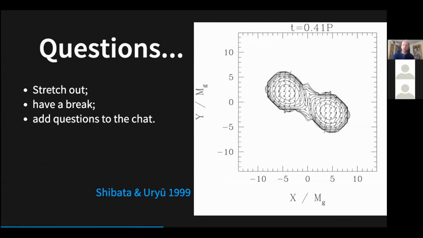So while you take a look at how far we've come in 20 years from this first simulation by Shibata and Uryu of a binary neutron star merger in relativity, have a stretch, add any questions about this section to the chat, and we'll be back in a minute or so to answer those questions.